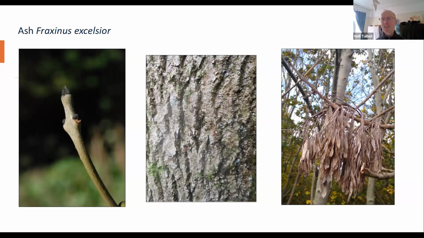And then you've got these very distinctive ash keys, which are the fruits. They hang down from the branches in big clusters, and they're very distinctive and quite different from the helicopters that you'll get on the maple family.